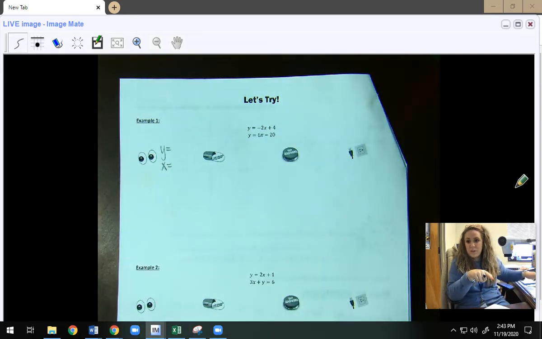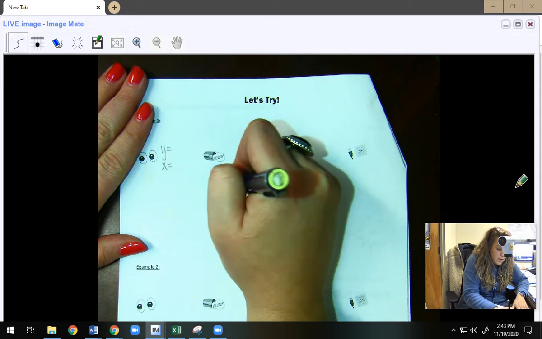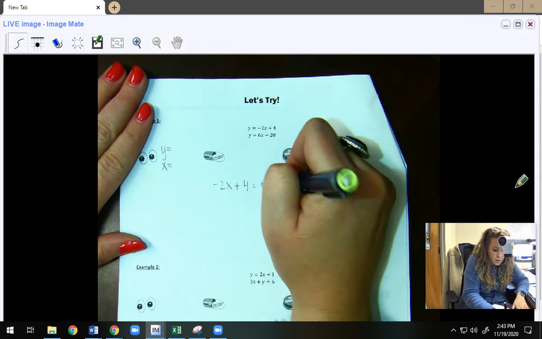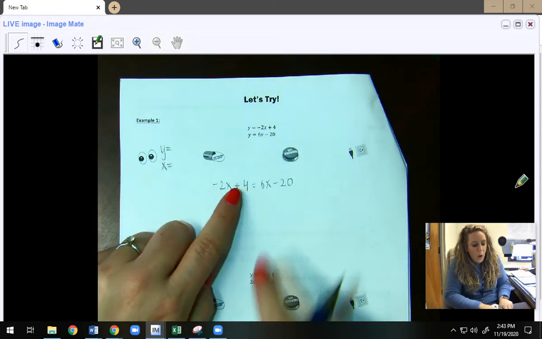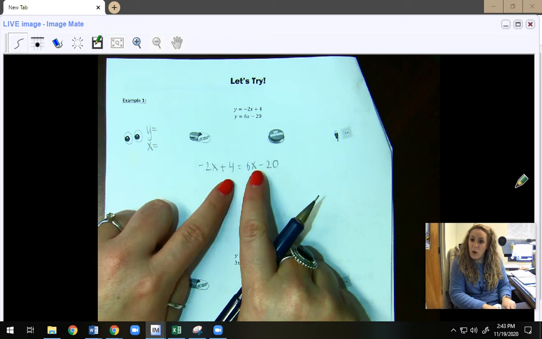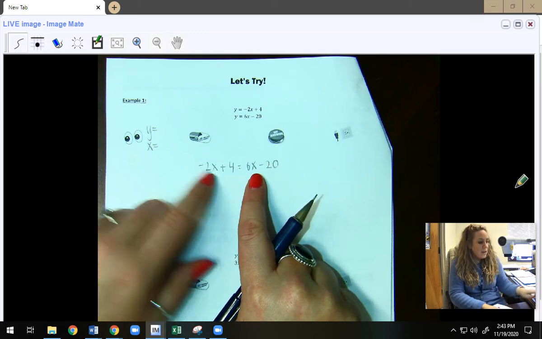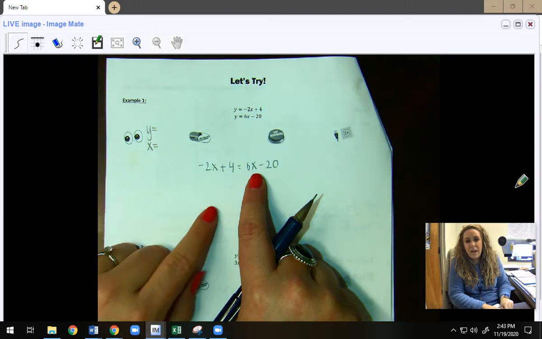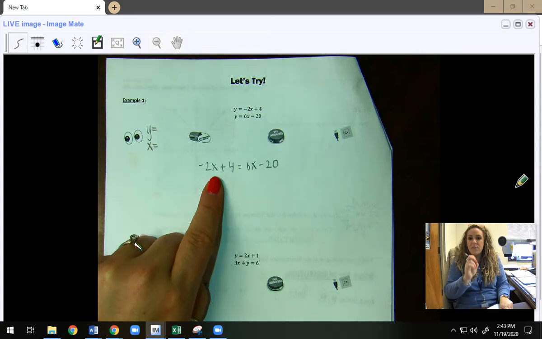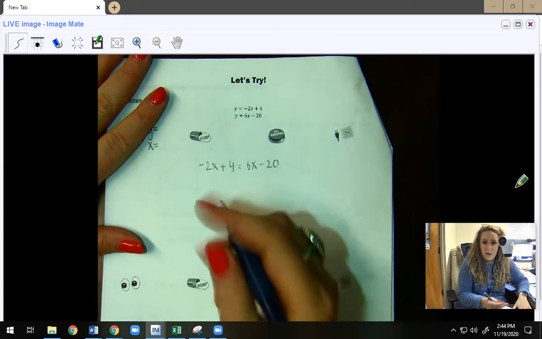And if I set them equal to one another, y equals y. What I want you to notice here is that if you set them equal to one another, I no longer have x's or y's in my equation. It's only x's. That means I'm solving for an x value. So if I want to solve for an x, I'm going to combine like terms.